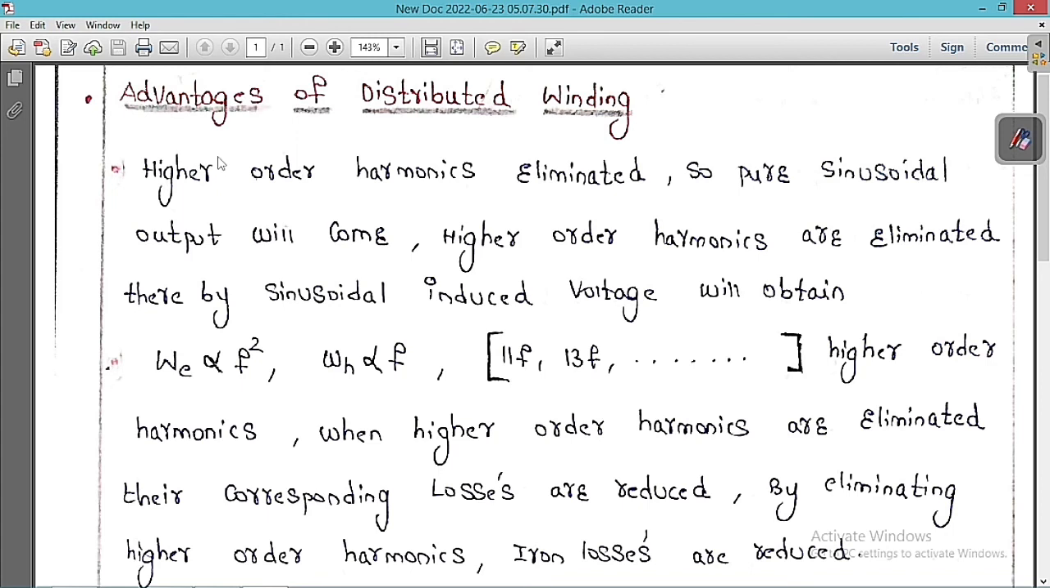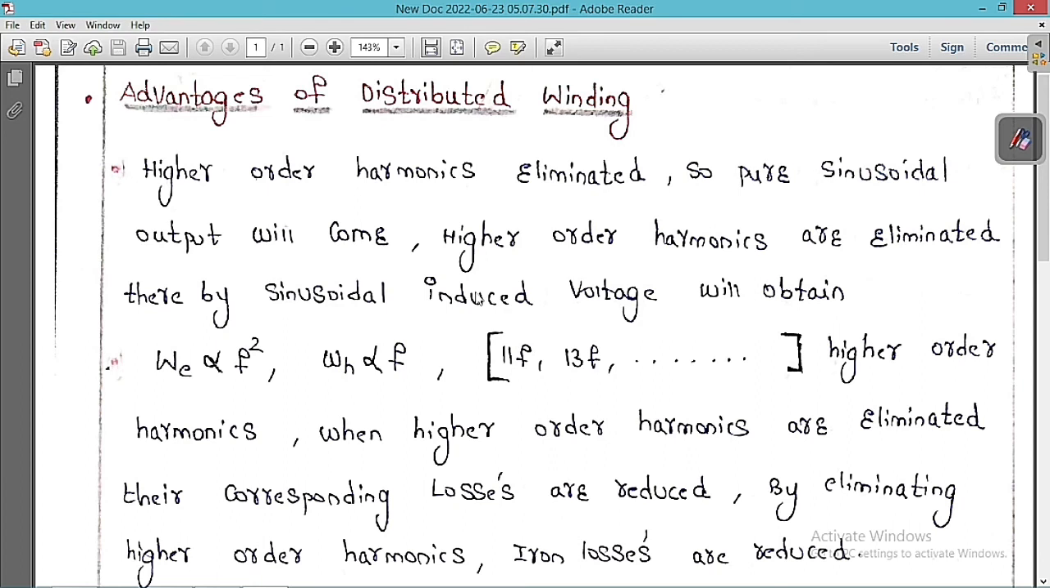See, higher order harmonics are eliminated. So a pure sinusoidal output voltage you are going to get, and since the higher harmonics are eliminated, a pure induced voltage will be obtained. If you go for the distributed winding, then as I have already told you, there is a factor called the distribution factor. So pitch factor for the short pitch winding and distribution factor for the distributed winding. If you eliminate the higher order harmonics, then the induced voltage because of the higher order harmonics is also eliminated. Only the fundamental remains, so the output will be pure sinusoidal in nature.